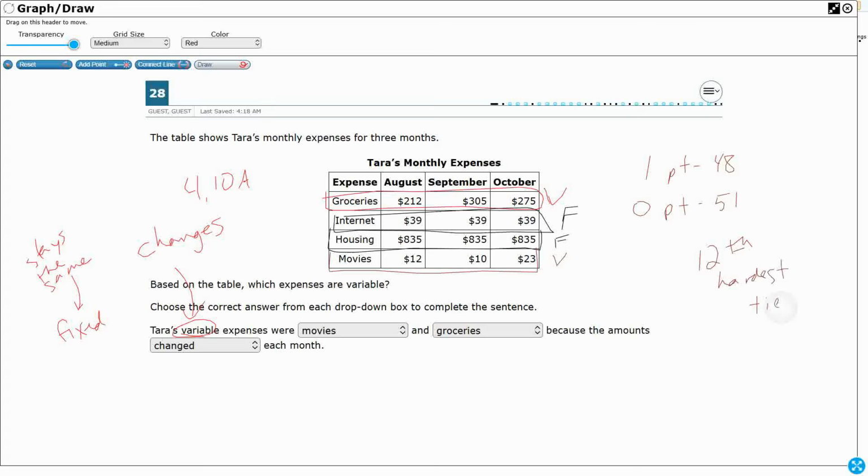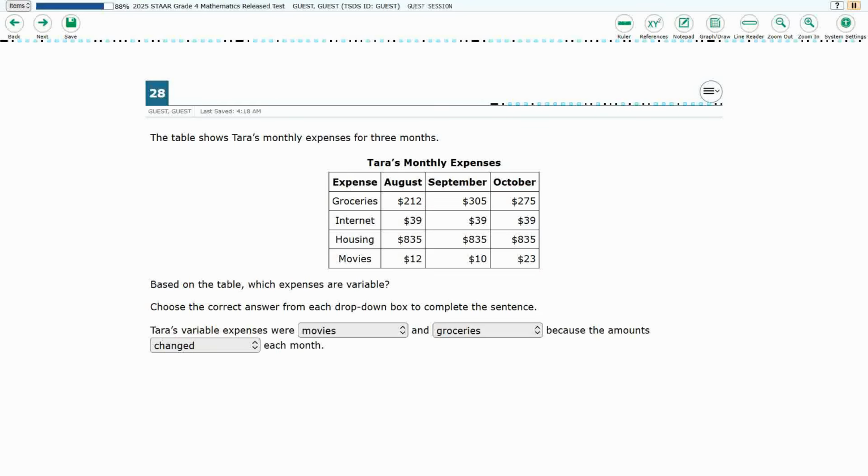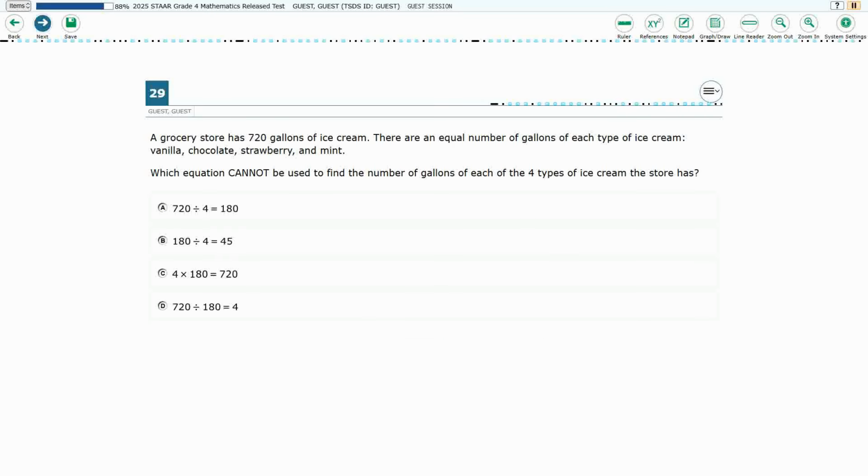This is just one of these personal financial literacy items that we just need to teach. We need to make sure they have a little bit of experience. We need to review it before the test because that variable and fixed, those are just those words that are very important. For 29, we are looking at modeling division.